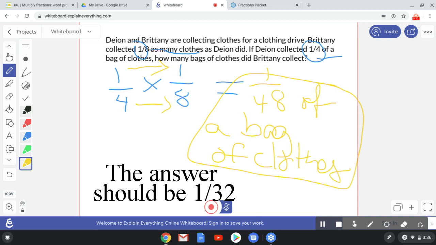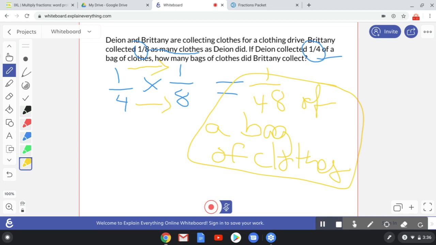If you get a little confused about multiplying fractions, please reach out to your teacher. That is what we are here for. This is a little more difficult to do and work through, so we really want to help you with it.